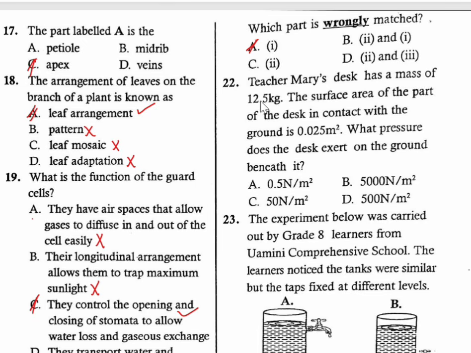Number 22. Teacher Mary's desk has a mass of 12.5 kilograms. The surface area of the part of the desk in contact with the ground is 0.025 meters squared. What pressure does the desk exert on the ground beneath? Know that pressure is equal to force over area. This is the kilogram, so this is mass, this is not force. How do we get force? We know that F is equal to mg. This is the mass multiplied by gravitational force. So to get the force is the mass 12.5 multiplied by 10, which is 125 newtons.